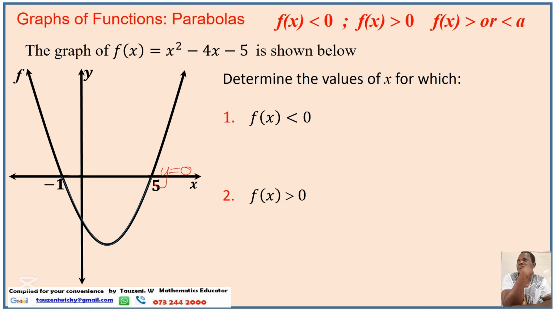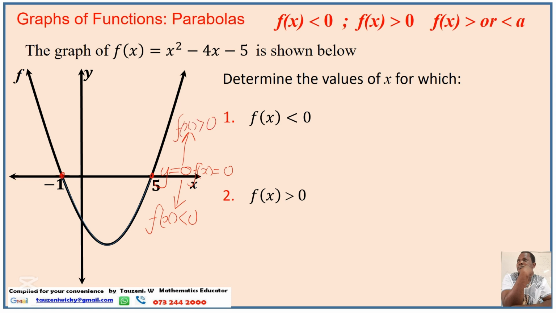So along the line, at the points where the graph is crossing the x-axis, we say f of x, which is y, is equal to 0. So on the line, f of x, which is y, is equal to 0. Now, below this line going downwards, f of x is now smaller than 0. Above this line, f of x is bigger than 0.